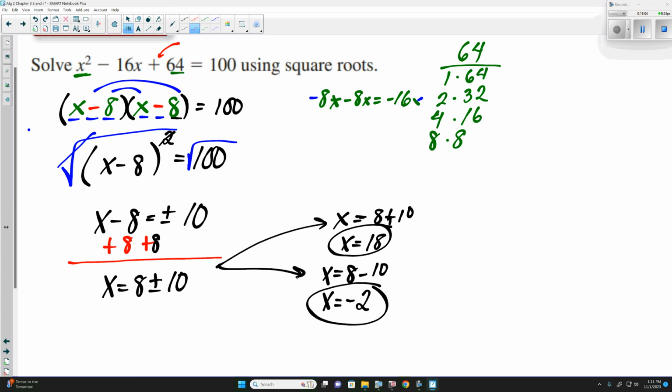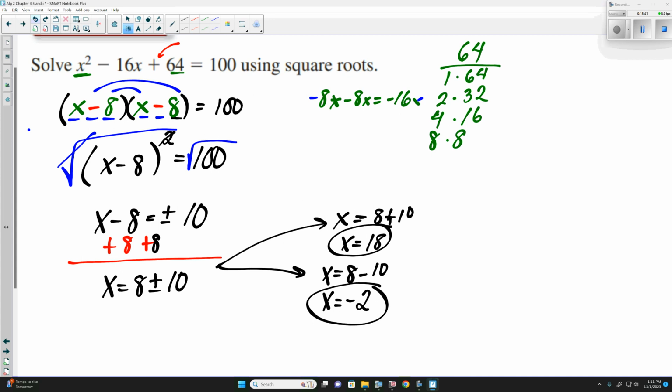Because the plus or minus means that we have 8 plus 10 and we have 8 minus 10. We have two different setups. And if we are able to add or subtract them, we need to add or subtract. Now the exception would be, if we had 8 plus or minus 10i, are 8 and 10i like terms? No, so we can't add or subtract, so we would just leave it as 8 plus or minus 10i. But because it's not 10i, it's just 10, we will add and subtract and get 18 and negative 2.